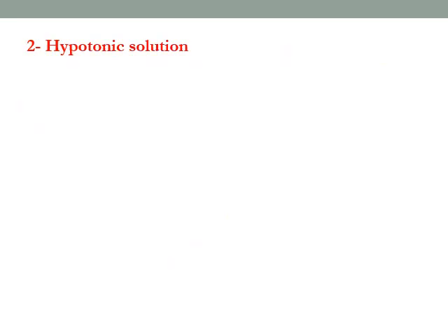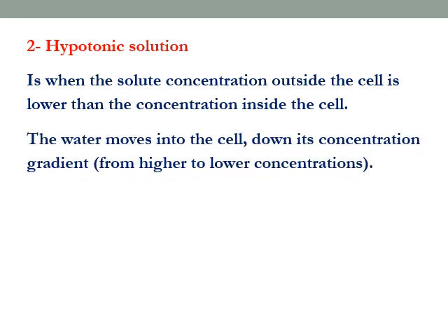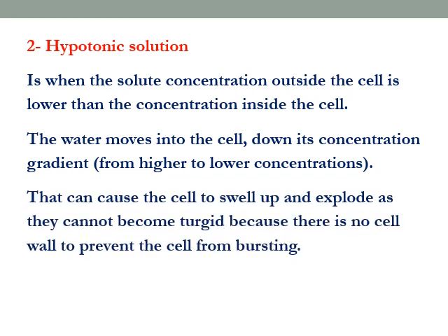The other type of solution is hypotonic solution. The hypotonic solution is when the solid concentration outside the cell is lower than the concentration inside the cell. The water moves into the cell down its concentration gradient, and that can cause the cell to swell up and explode as they cannot become turgid because there is no cell wall to prevent the cell from bursting.